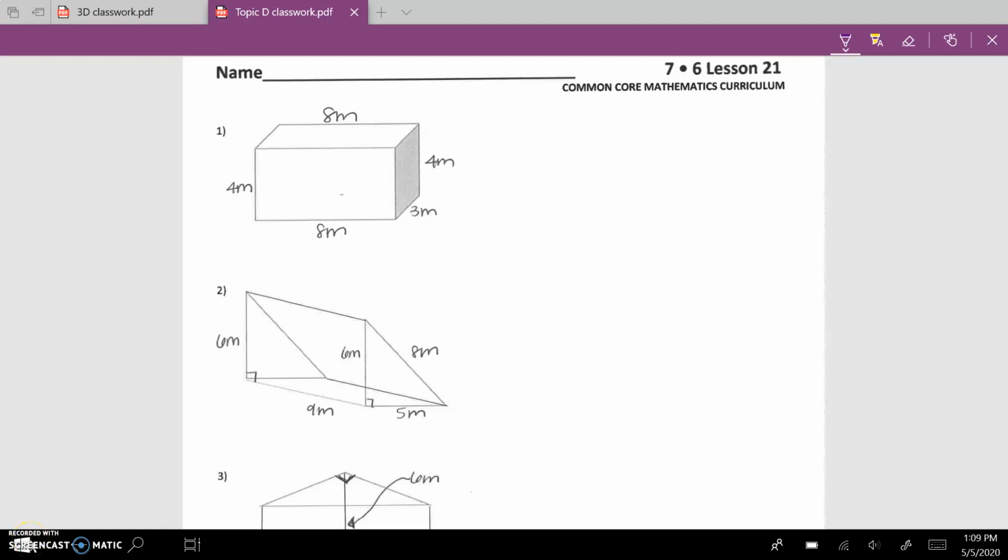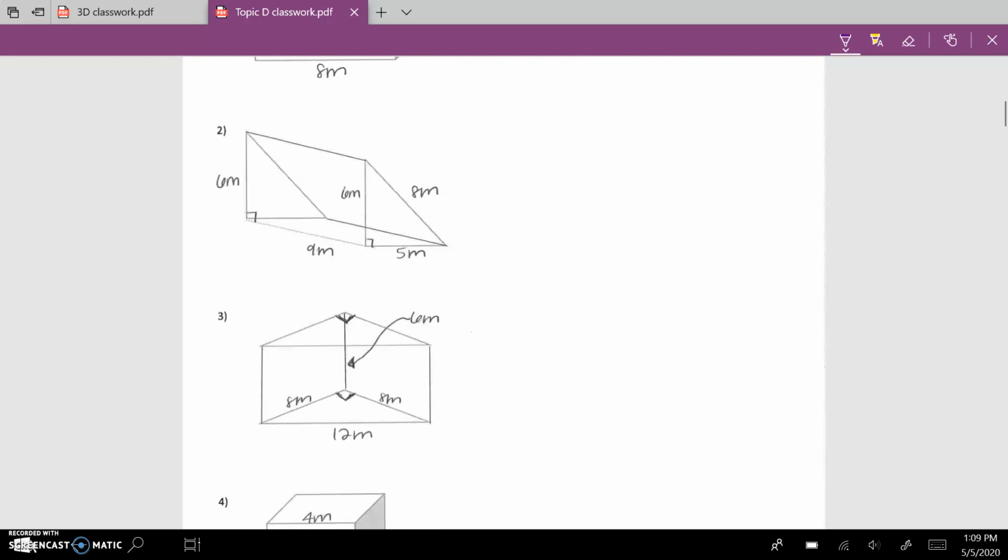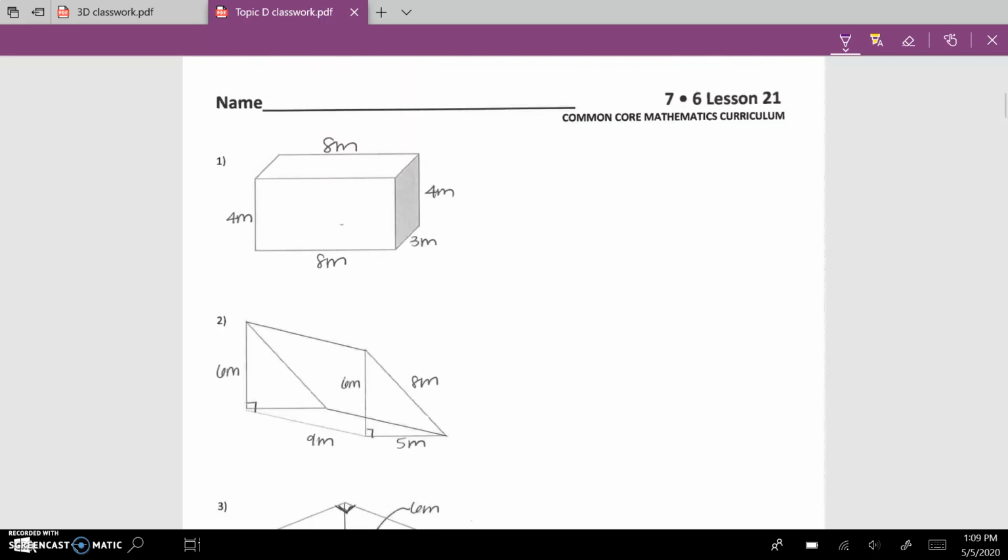All right, here we are on the lesson 21 classwork. Just a few things I kind of want to walk you through just to help prevent any confusion. So the first page is just all about finding the surface area. And remember, to find the surface area, it was the perimeter of the base times the height plus 2 times the area of the base.